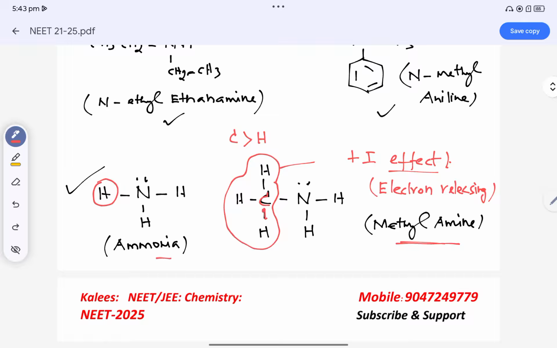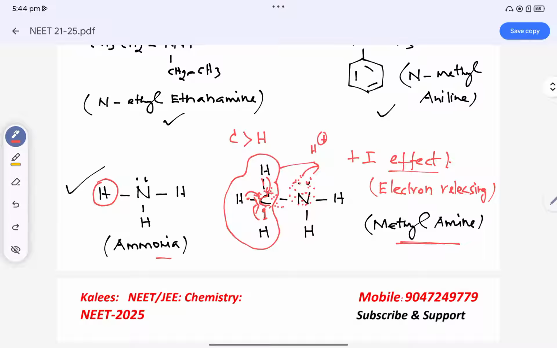So the electrons present in the sigma bond are pulled towards the carbon. All the electrons present in the sigma bond go nearer to the carbon atom. So this methyl group possesses electron releasing character. The electron density will be distributed throughout the nitrogen atom, so more and more electron density is found on the nitrogen atom. So it can be easily donated to H plus and shows basic character.